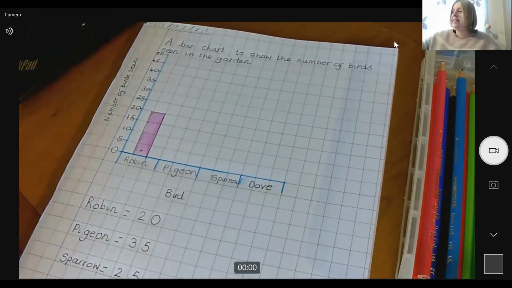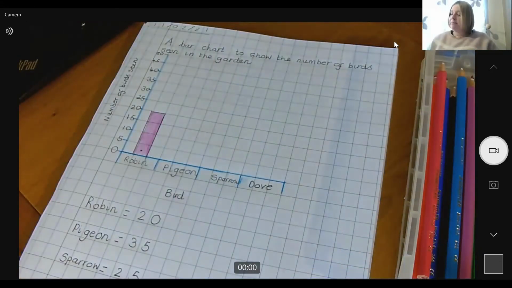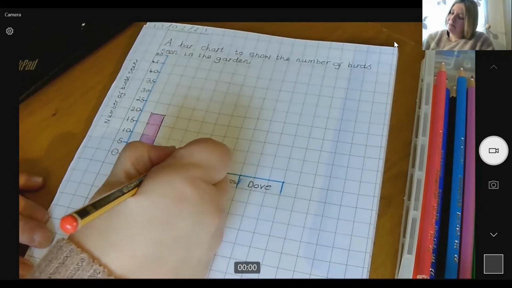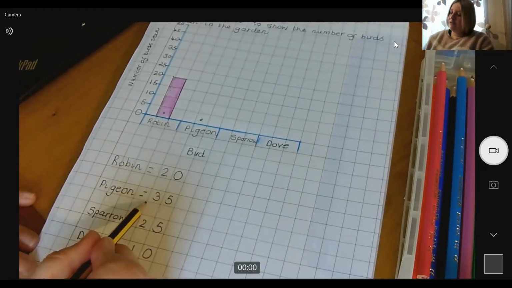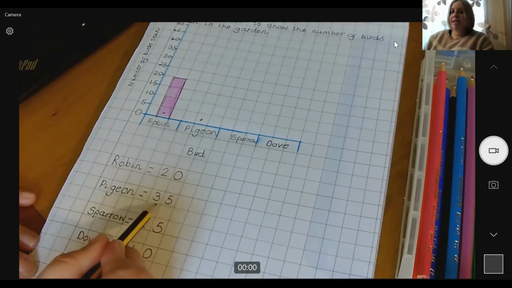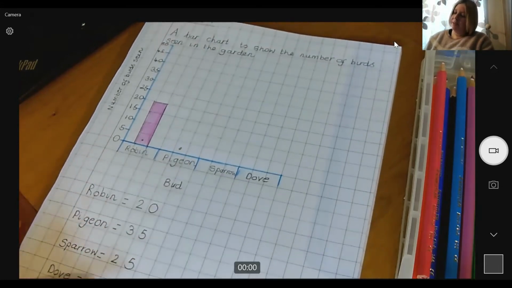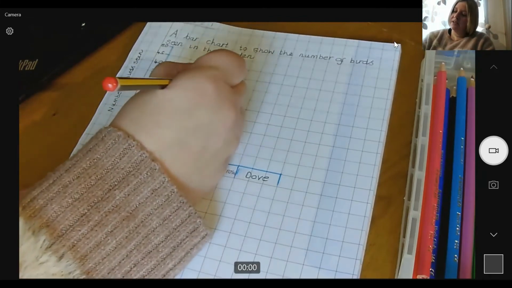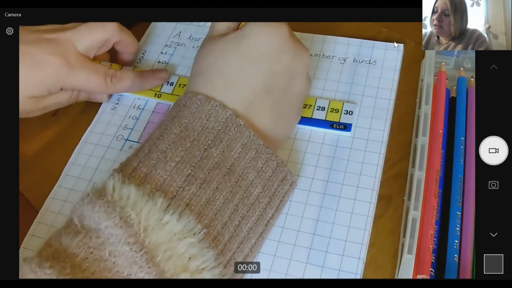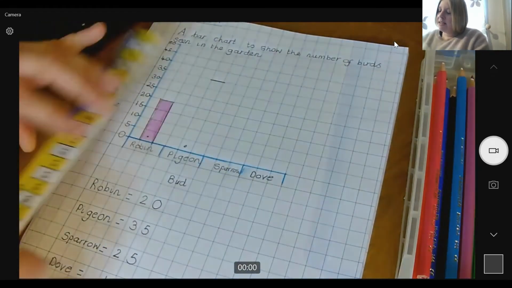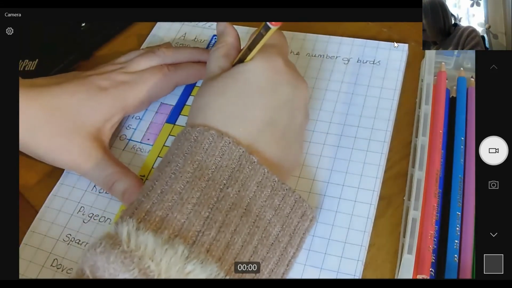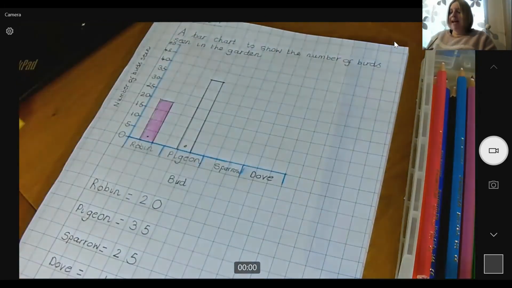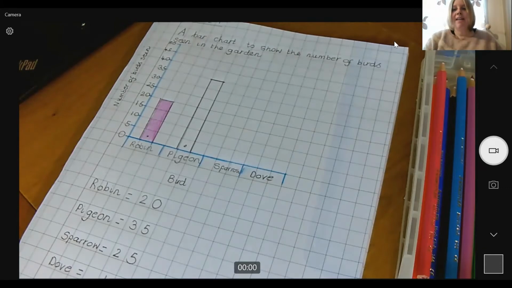I'm going to repeat exactly the same step for pigeon. So I need to remember that I'm going to my middle square out of the 3. Then I look to the information from the pictogram, and I can remember that 35 pigeons were seen. So I'm going to go up to 35, and I'm going to use my ruler to draw a line. And I'm going to draw the lines going down to my axes. Then I'm going to colour it in with a different colour.